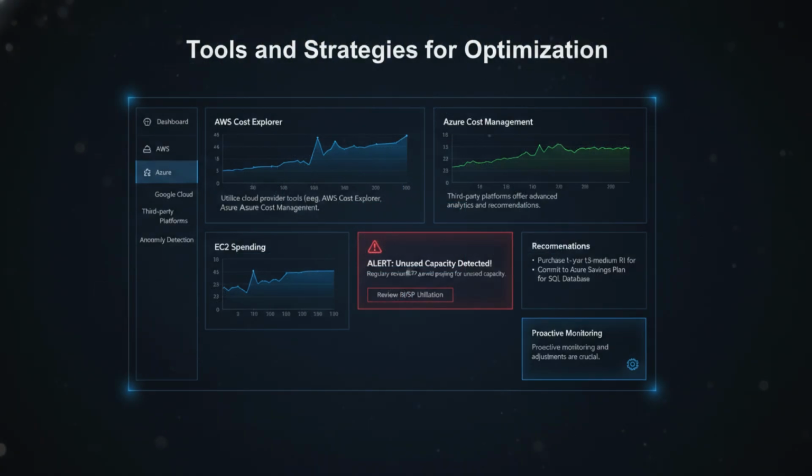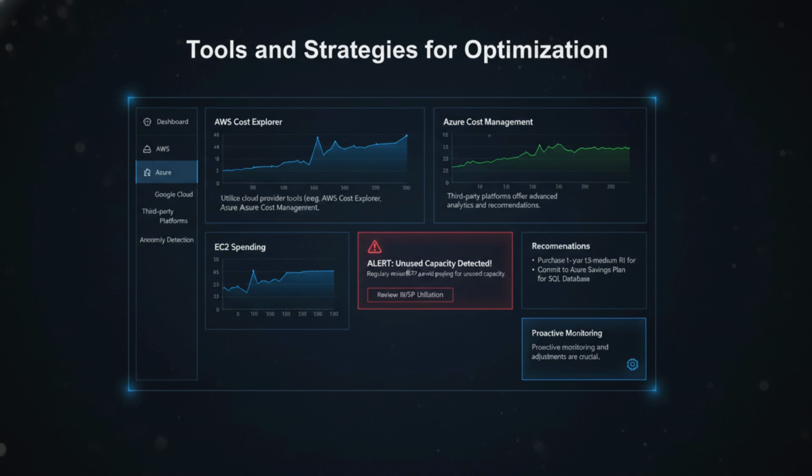Simply choosing the right pricing model isn't enough. Continuous optimization is key. Most major cloud providers offer a suite of tools to help you analyze your usage and spending. AWS Cost Explorer, Azure Cost Management, and Google Cloud Billing Reports provide detailed insights into your expenses, often with recommendations for RI or savings plan purchases. Beyond these native tools, third-party cost management platforms can offer advanced analytics, anomaly detection, and automated recommendations across multi-cloud environments.